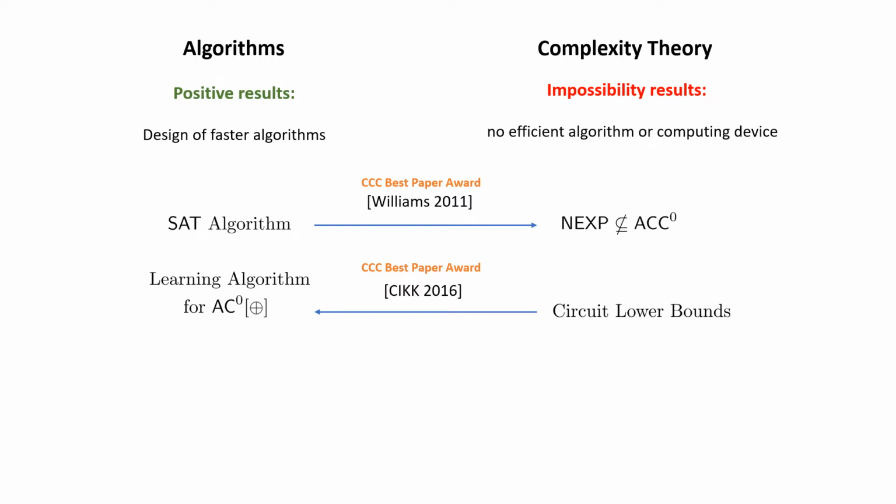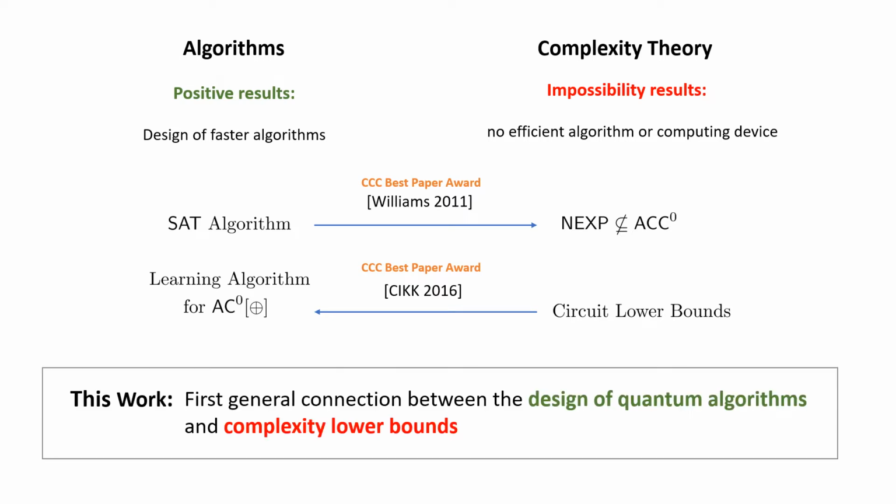Two notable examples that we have are the ACC zero circuit lower bound established by Williams using the design of a SAT algorithm. And in the other direction, CIKK, who used techniques from complexity theory in an almost generic way to obtain a new learning algorithm for a class known as AC0 parity. So in this work, to the best of my knowledge, we established the first general connection between the design of quantum algorithms and complexity lower bounds.